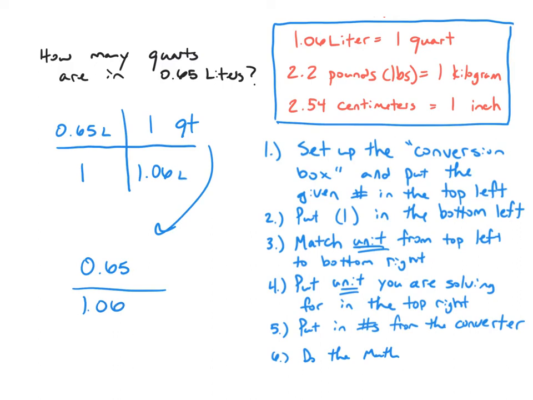And now I've got two numbers that are on top of each other, and neither of them are a 1. So I have to do the math. I have to pull up my calculator, and I take 0.65 and divide by 1.06, and I get 0.613 quarts. Now remember, since the liters are opposite of one another, they cancel themselves out, and the unit that is left behind is the unit of my final answer, which is quarts. So my final answer is 0.613 quarts.